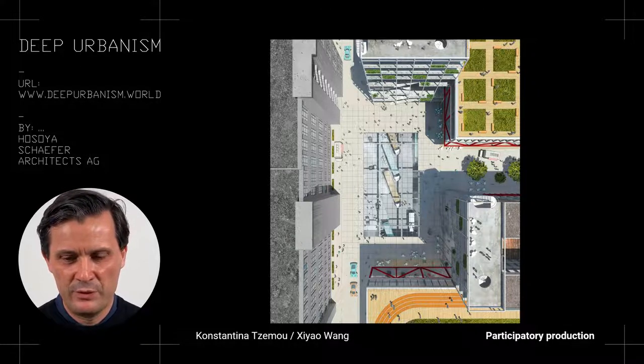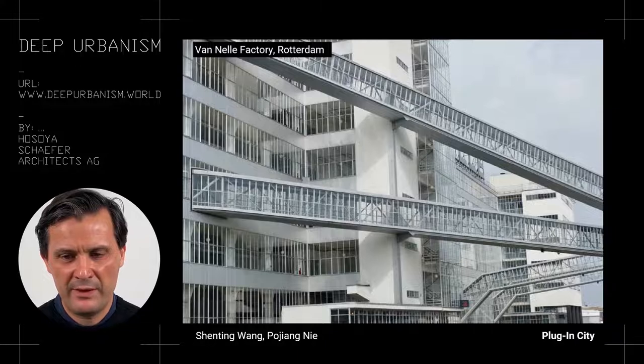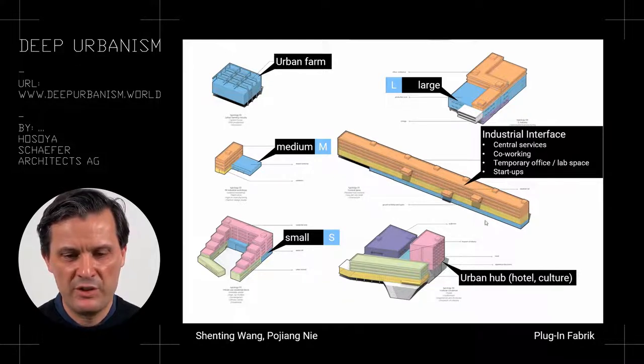Or you had students who were taking the idea of Van Nelle factory in Rotterdam, thinking about this plug-in industry, where you have the existing very long row of offices becoming kind of a backbone, a spine, into which you could put large industrial units of a new company coming in, having some individual spaces, but also access to the co-working and incubation spaces of the central spine.